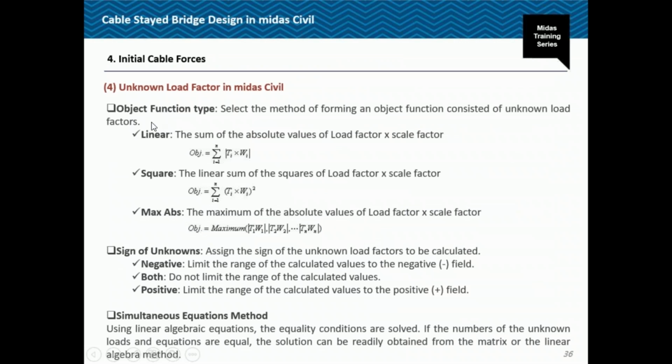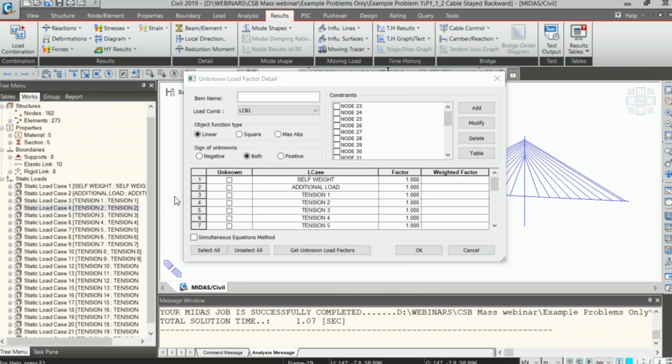First it forms the objective function. There are different types of objective function. It can be linear, square or maximum absolute. Generally people can use linear, square or max absolute, where the results wouldn't differ much, but sometimes one of them would lead to more economical pretensions, so you need to check them. And for the sign of unknowns, the cable pretensions can be negative, both, or positive, so you can select that. So let's go to the program.